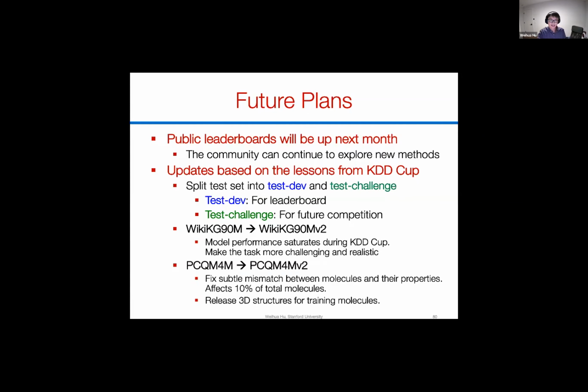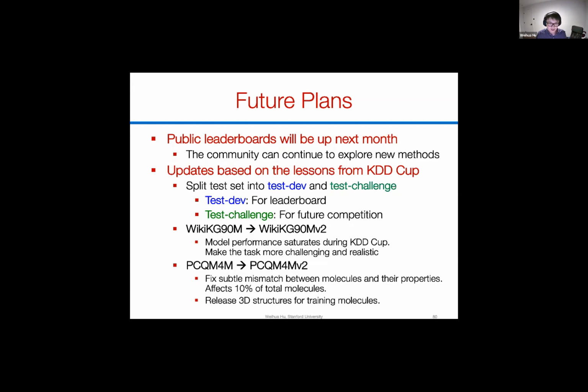In terms of the dataset updates, based on the lessons we've learned from the KDD Cup solutions, we're going to make two updates. The first one is on the link prediction dataset. We find the model performance already saturated during the KDD Cup, so it's very impressive. We're planning to make this task more challenging and realistic by not providing any tail candidates, as presented by Hongyu.